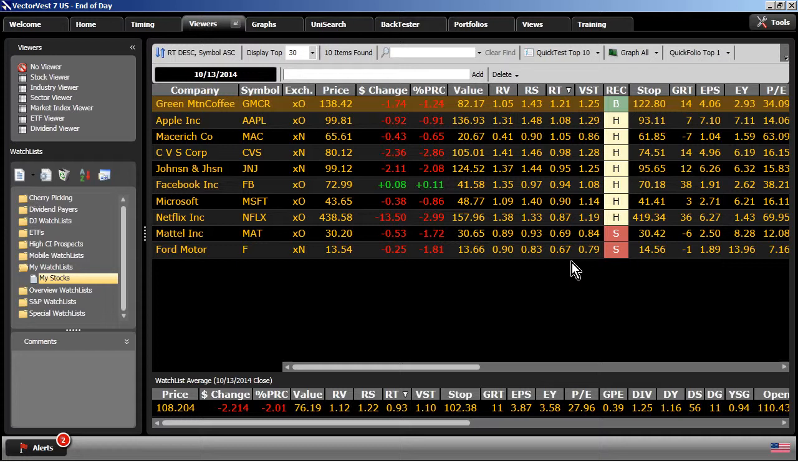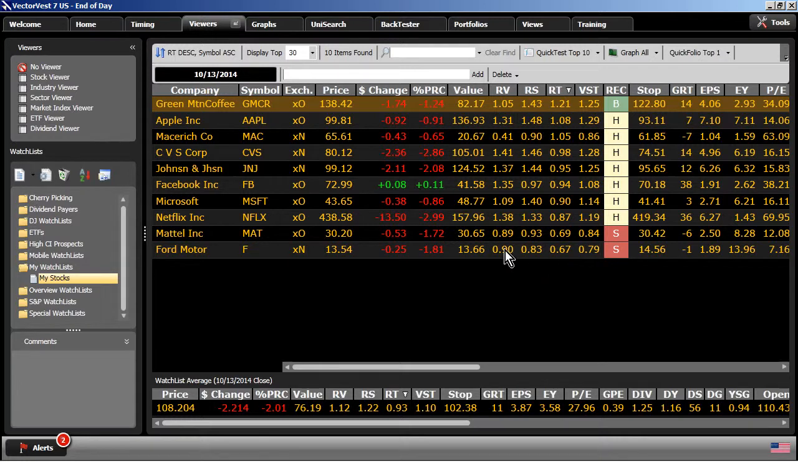And remember, this is part of the second secret of making money with VectorVest. The second secret is to be able to read a graph. And the 4 tips I'm going to give you all deal with reading a graph. Because a picture is worth 1,000 words, and there's a lot of information you can get from the graph. And you can get that information very quickly.